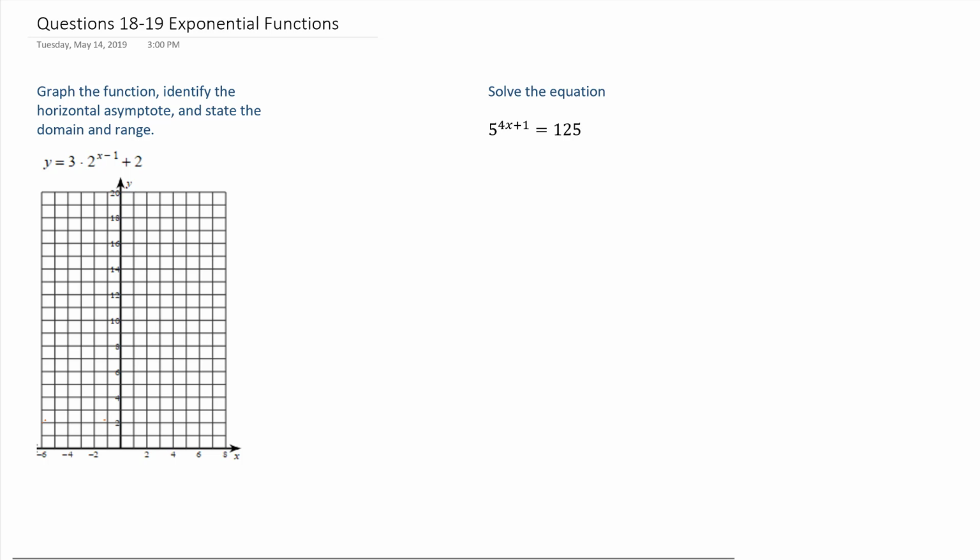Okay, on to our next set of problems. This is where we're looking at exponential functions, and then we'll start looking at log functions. Exponential functions are when we have a variable in the exponent. So anything where you see a variable in an exponent, you can possibly approach through these methods. The first thing we want to do is graph a function that looks like this, be able to identify the horizontal asymptote quickly and easily, and state a domain and range from this.